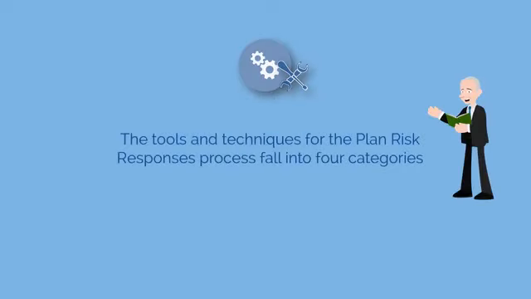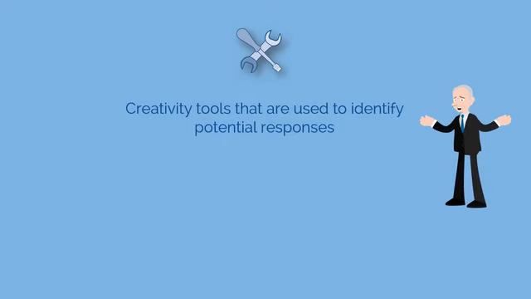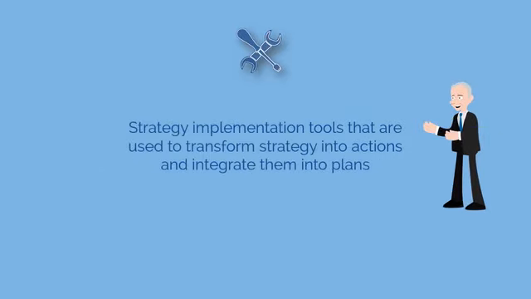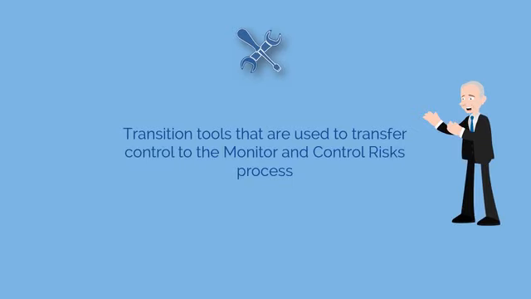The tools and techniques for the plan risk responses process fall into the following 4 categories. Creativity tools that are used to identify potential responses. Decision support tools that are used to select the most appropriate potential response. Strategy implementation tools that are used to transform strategy into actions and integrate them into plans. Transition tools that are used to transfer control to the monitor and control risk process.